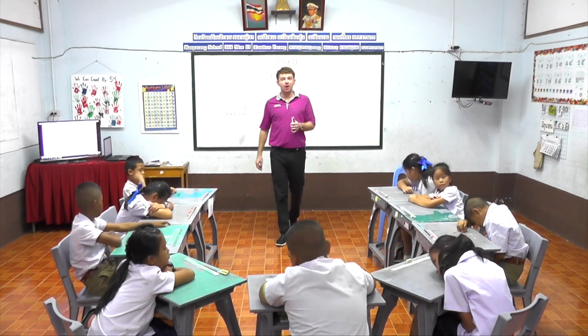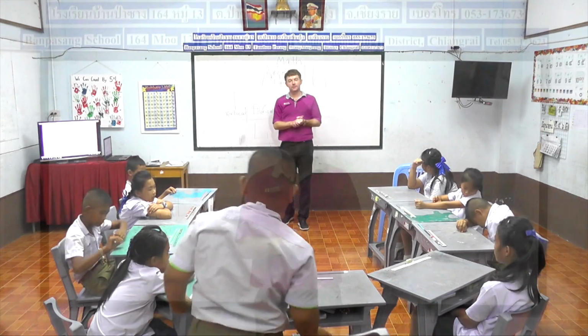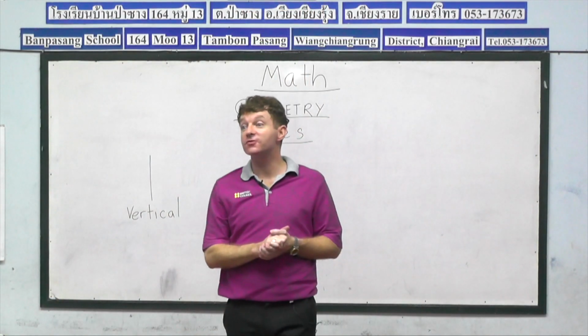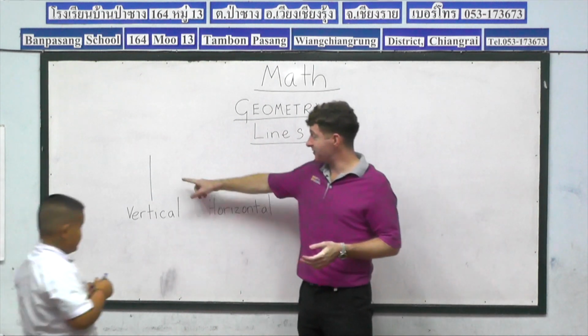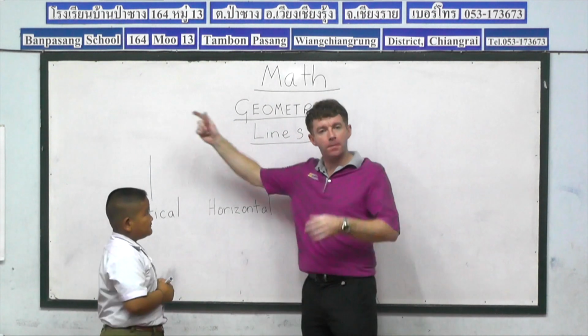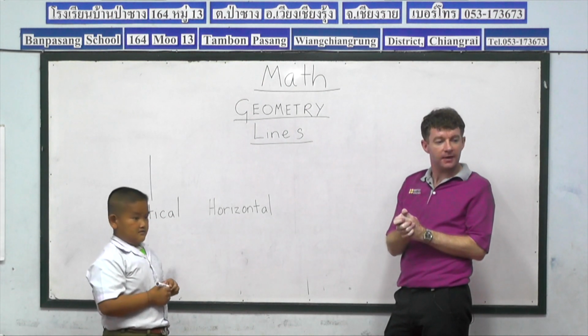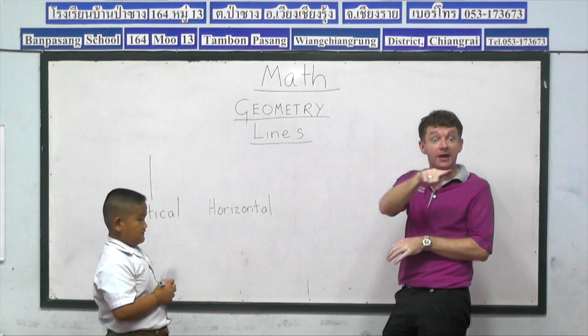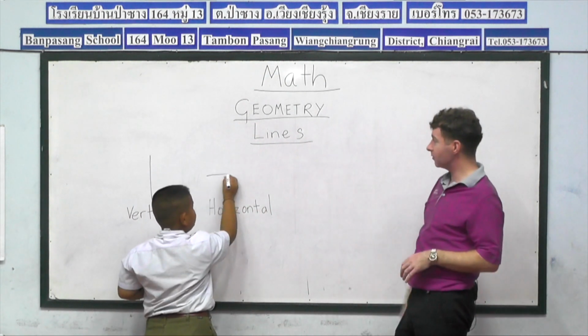Okay, let's open our eyes, guys. Net, come and join me at the front. Can you help me to draw a horizontal line, please? Okay, so the vertical line goes up. How about our horizontal line? What way does our horizontal line go? That's right, across. So Net, can you draw our line going across?